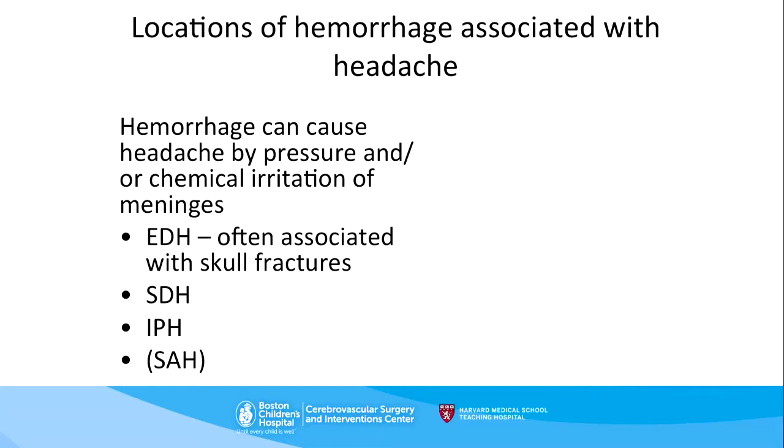So why is hemorrhaging a cause of headache? It can cause pressure on the surrounding tissue, or it can cause chemical irritation of the meninges. The main hemorrhages we see are epidurals, EDH, which are often associated with trauma or skull fracture, subdural hematomas, which may be associated with child abuse or trauma, interparenchymal hemorrhage, which we'll talk about as a concern for vascular lesions or tumors, and then subarachnoid hemorrhage, which is very rare in kids outside the setting of trauma.